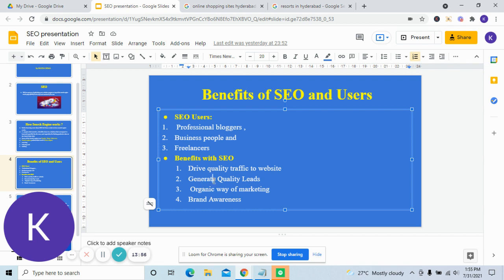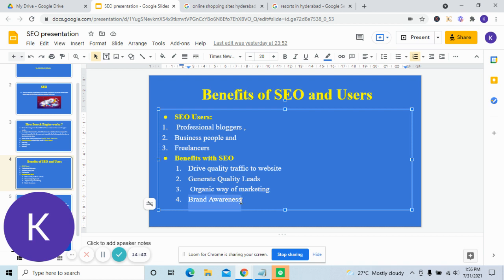Generate quality leads. If you're providing any service or product, and they build trust in your product or service, you can generate quality leads. It's an organic way of marketing. It's a free way of marketing. You cannot spend any money on advertisement and all. And brand awareness: you are getting known to the people by using SEO, like Amazon.